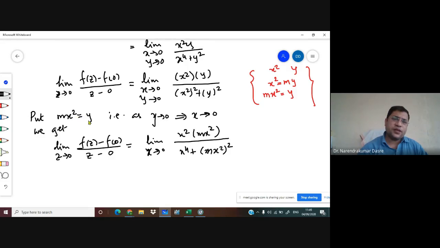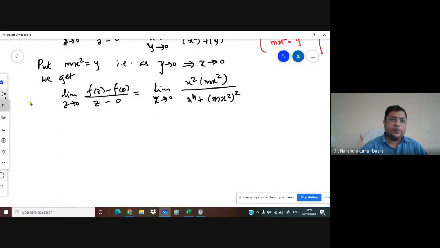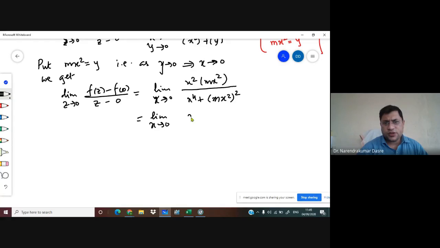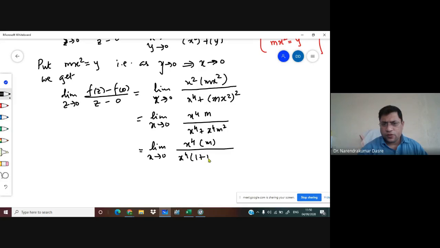See, what we are doing, we are replacing y is equal to mx square. So we have to be careful what we are replacing. Okay. And now this is equal to limit x tends to 0, x raised to 4m upon x raised to 4 plus x raised to 4m square. So I can write this as limit x tends to 0, x raised to 4 into m upon x raised to 4 into 1 plus m square.